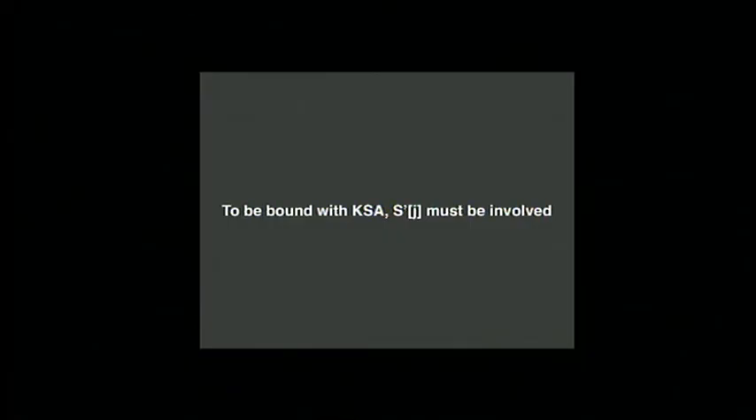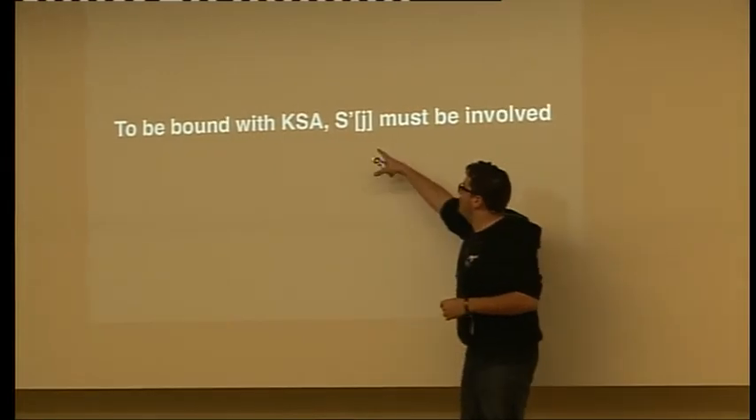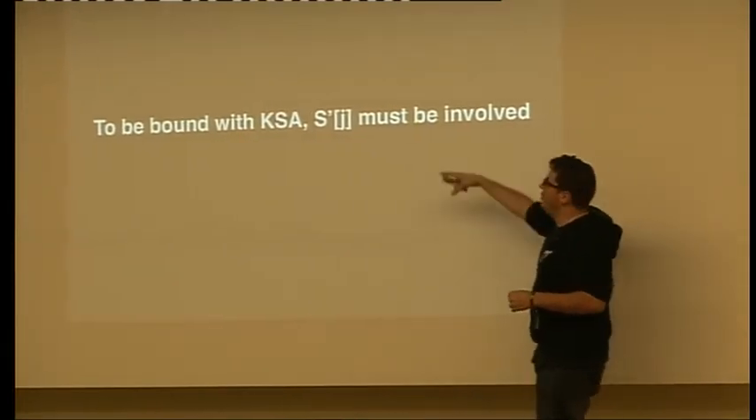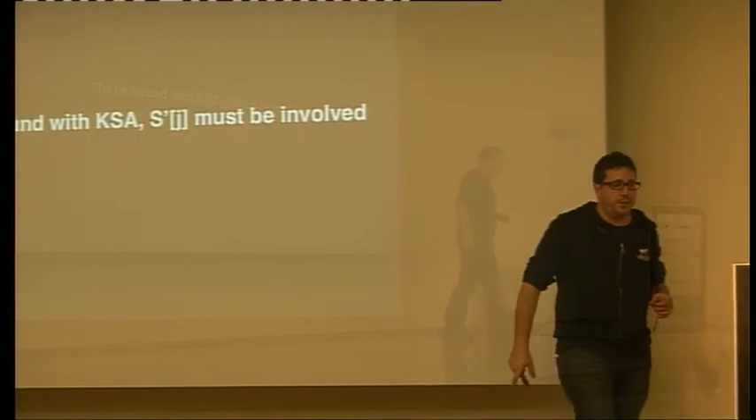Okay, we have way too many biases. So how to exploit them? We asked a guy who is good at math to think about it. And he said that when S of J is involved, you can use the KSA-Roos correlation.